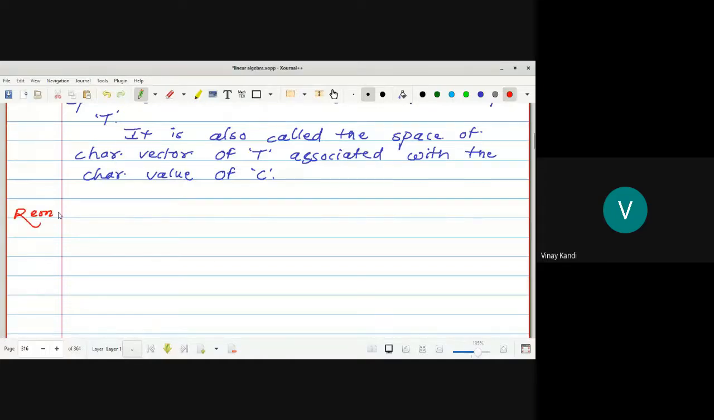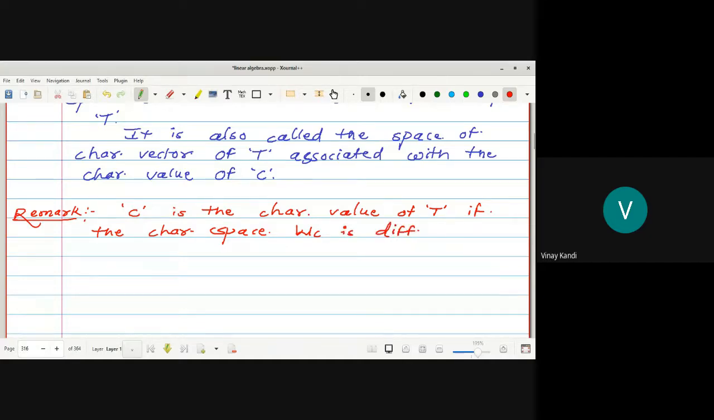Remark. Okay, what is that remark? If capital C is the characteristic value of capital T, then the characteristic space WC is different from zero subspace. Okay, what is the meaning of this one?